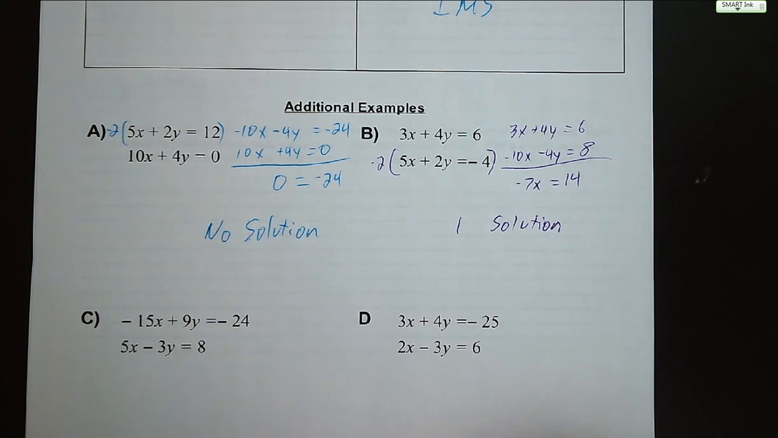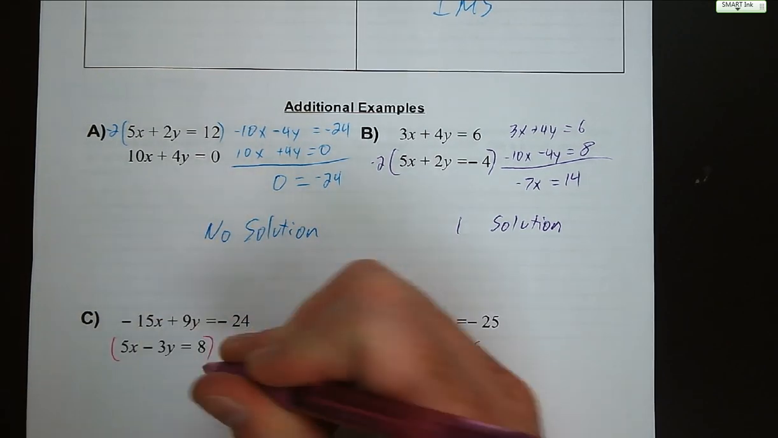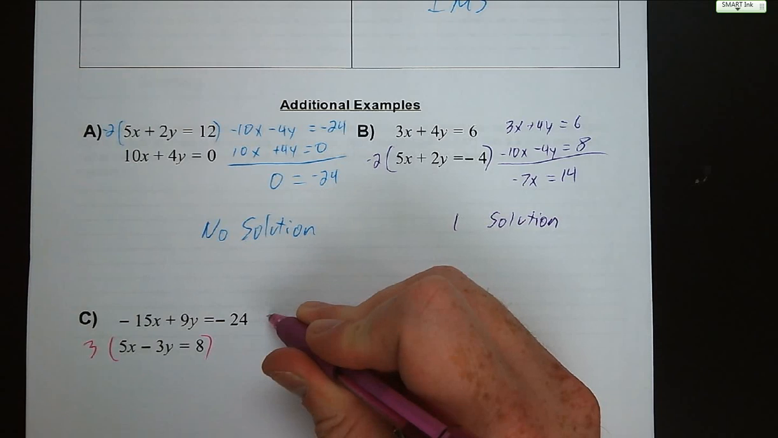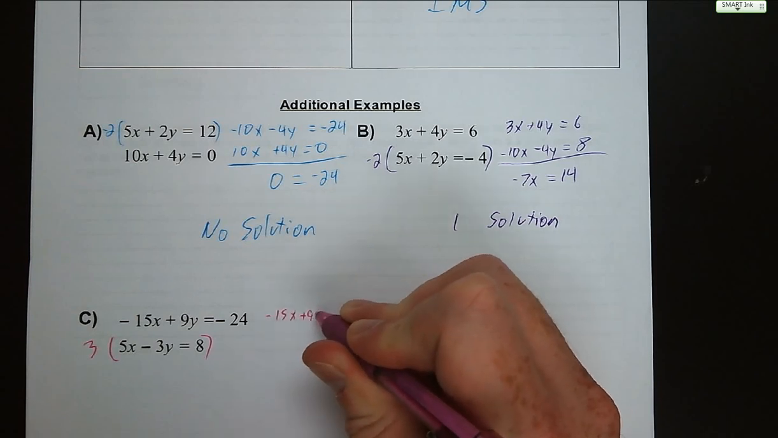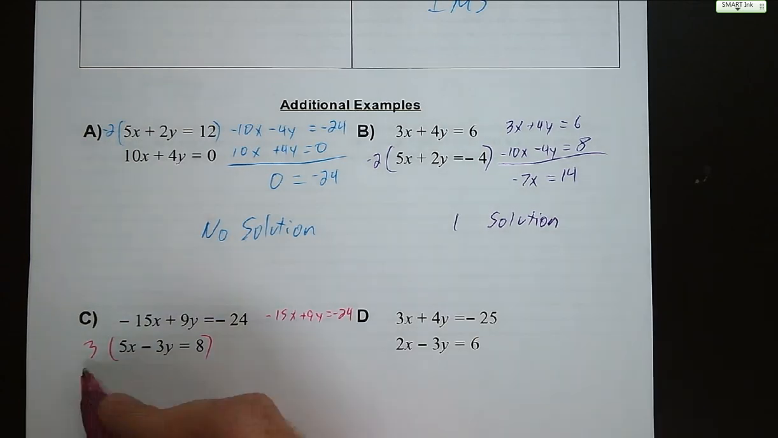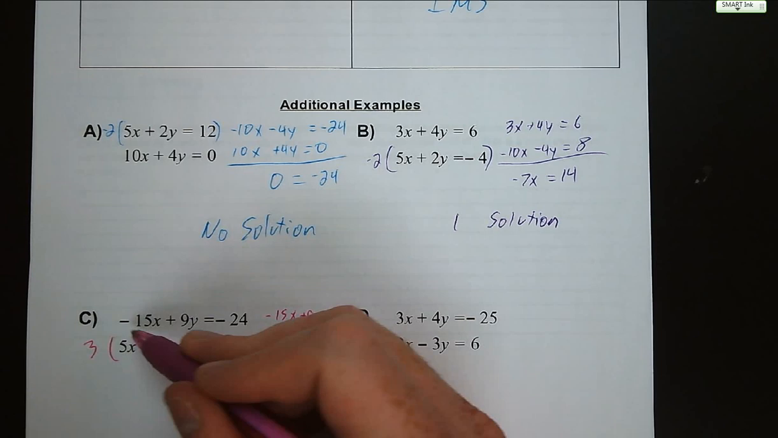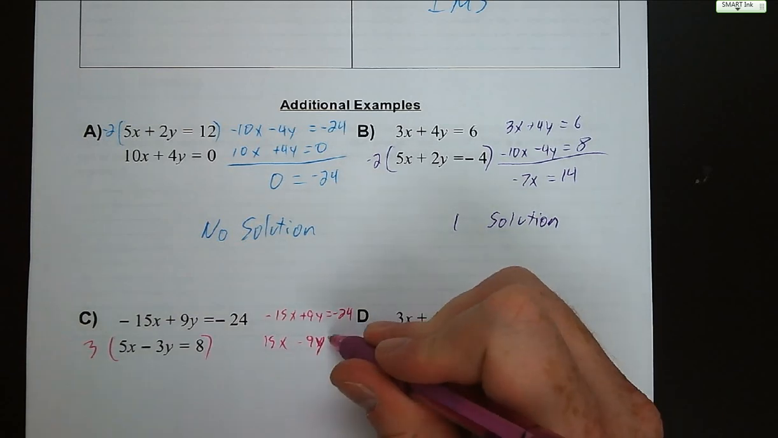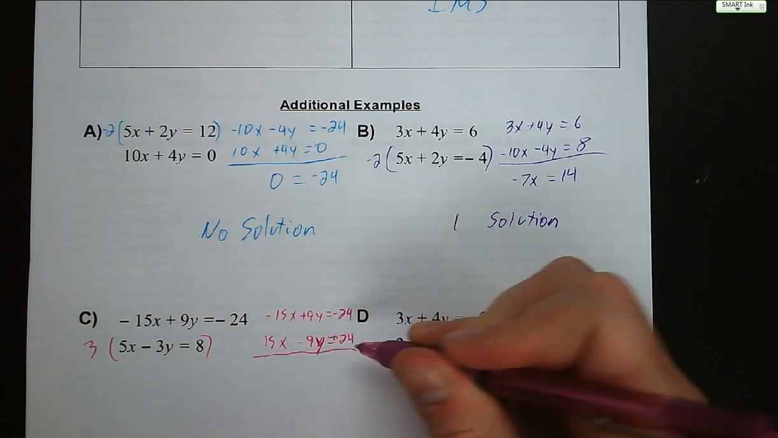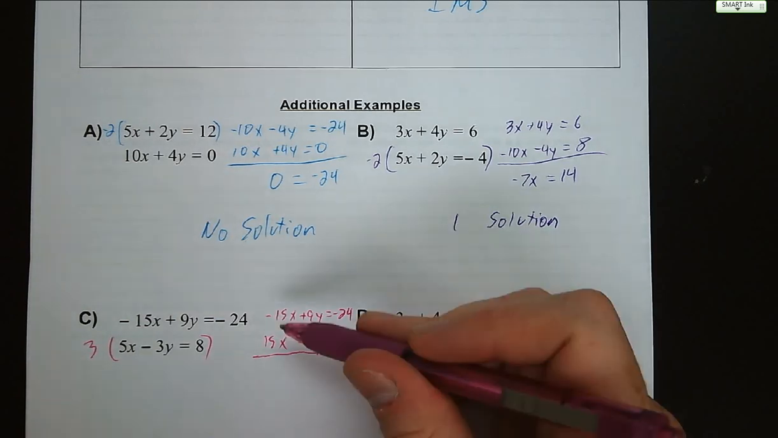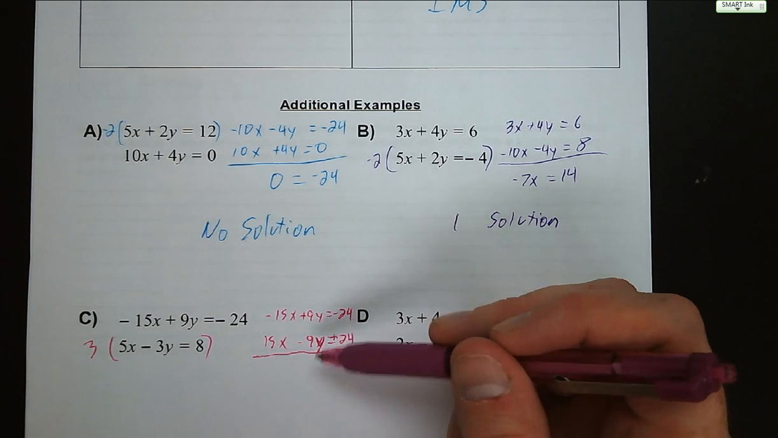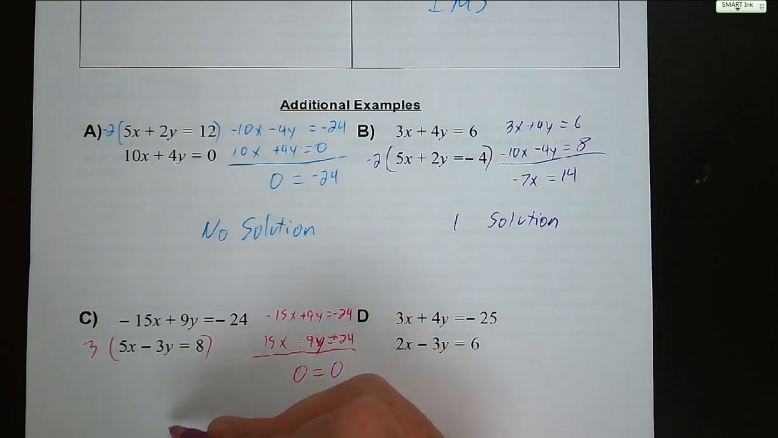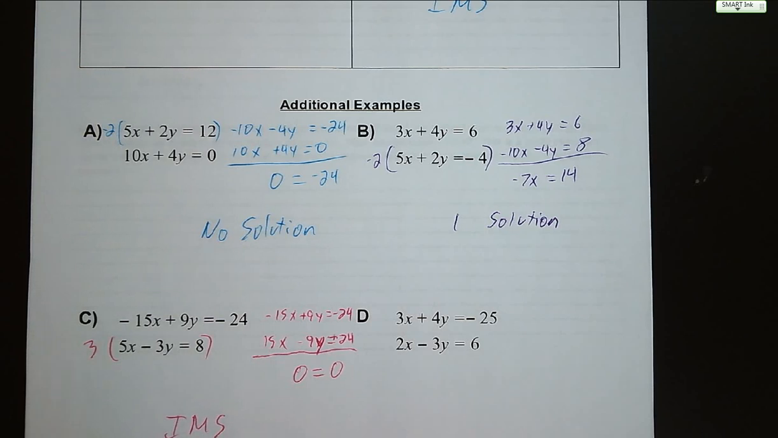All right. Letter C. I need to multiply my bottom equation by a 3 in order to cancel out this negative 15x. So we rewrite our original, negative 15x plus 9y equals negative 24. 3 times 5 is 15x. 3 times negative 3y is negative 9y, not x. And 3 times 8 is 24. Add those equations together. Negative 15 plus 15 is 0. 9 plus negative 9 is 0. 0 is equal to negative 24 plus 24 is 0. 0 does equal 0. So that is infinitely many solutions.